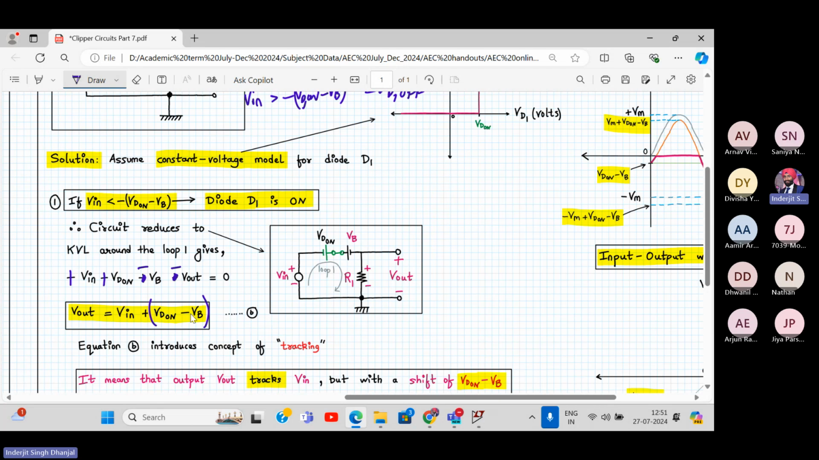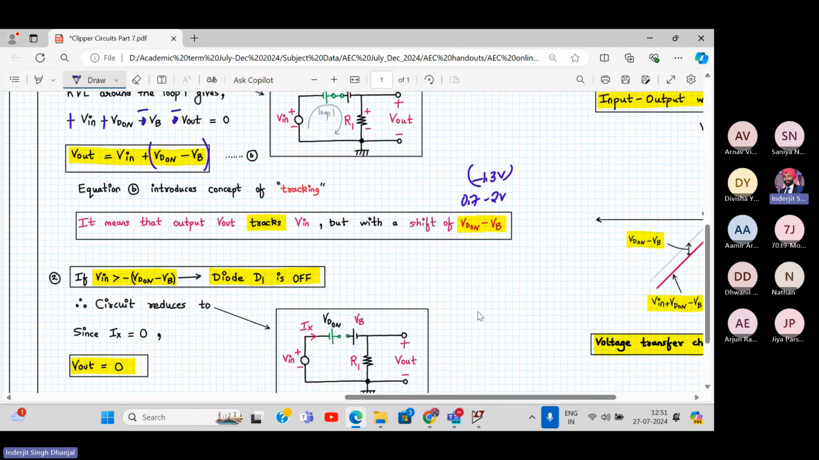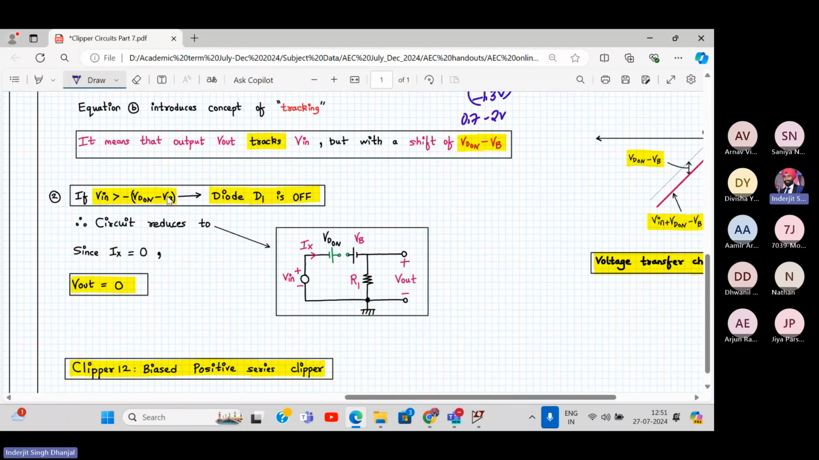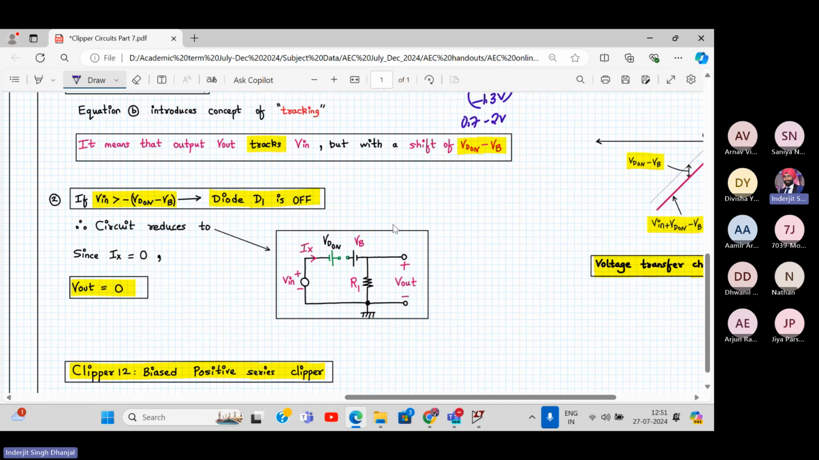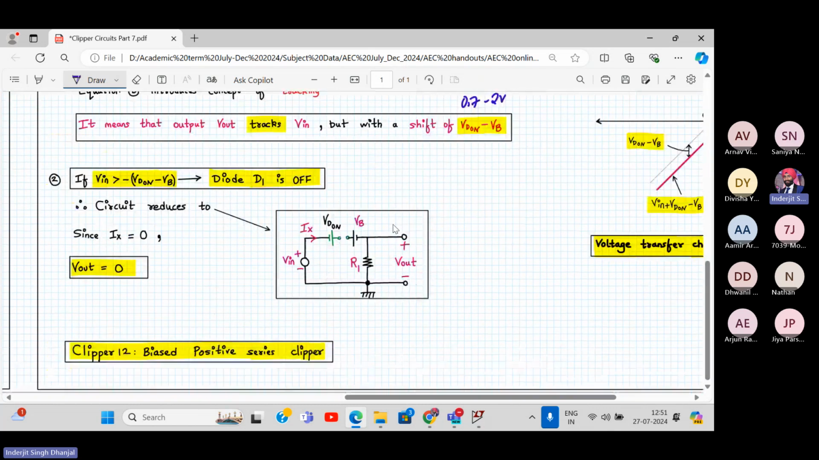Okay, so the output tracks the input, but with a shift of VD on minus VB, and we have done this before. This will be 0.7 minus 2 volt. That will be minus 1.3. The level is minus 1.3. Okay, and when V in is greater than this, diode D1 is off. My output is 0. This we have seen before. This type of clipper circuit is called a bias positive series clipper. This is clipper number 13 actually.